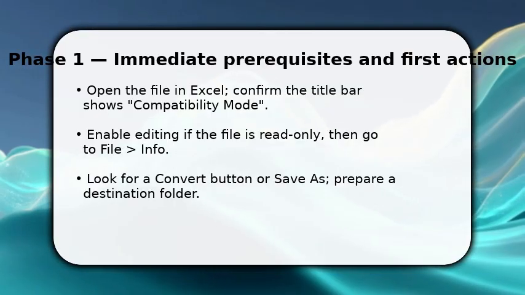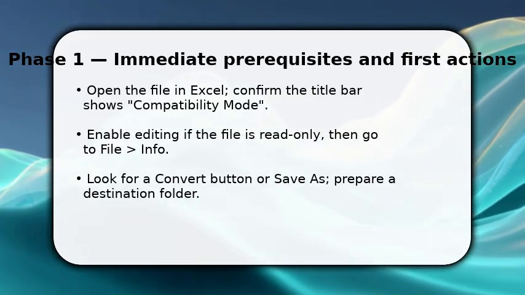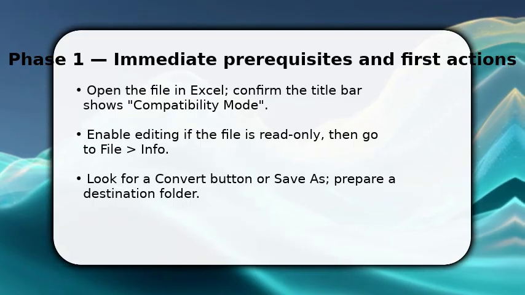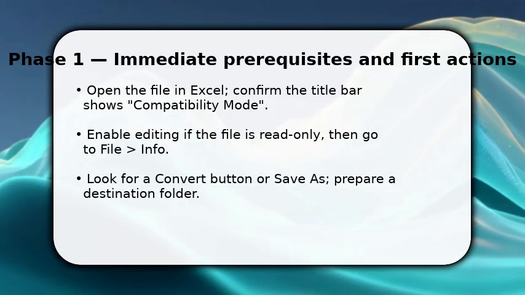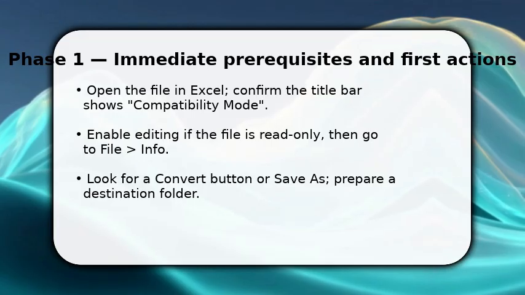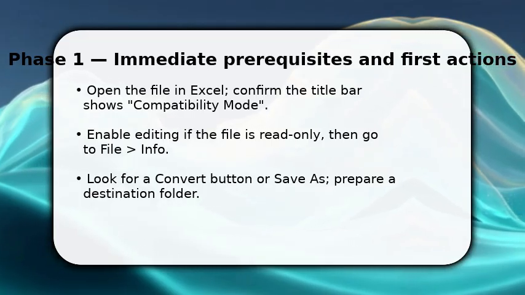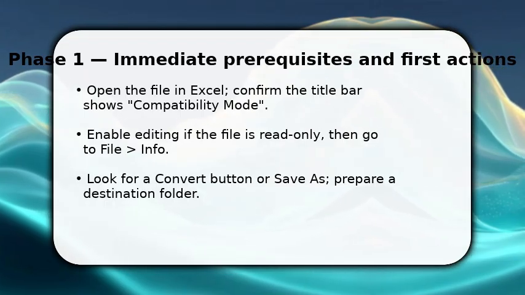You start by confirming why Excel says compatibility mode. Usually the file is an older XLS or earlier format. Once done, enable editing if needed, then go straight to File, choose Info so you can see the Convert option. If Convert is present, click it to update internal structure. If not, use Save As and pick XLSX.